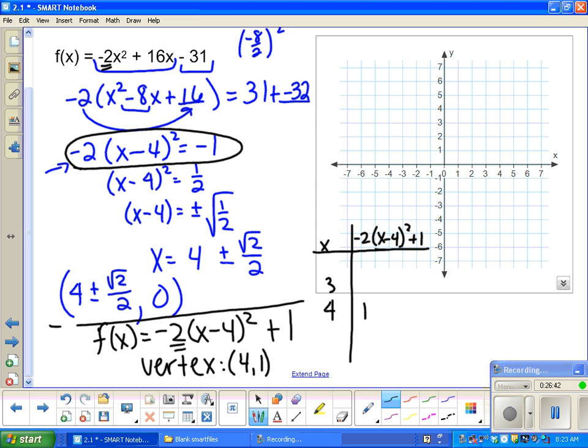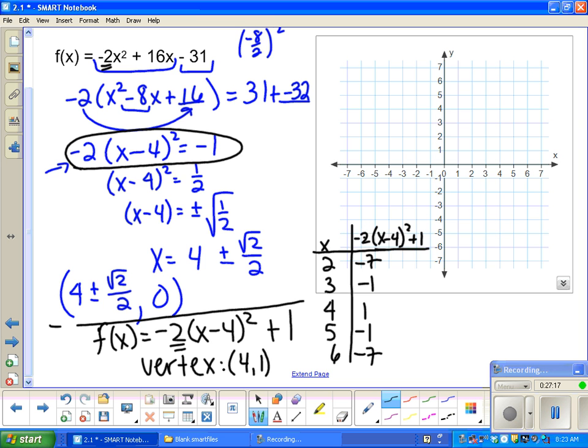3 left, 2 less, and 2 greater. Substitute it in. 2 minus 4, negative 2 squared is 4 times negative 2, negative 8 plus 1, negative 7. Do the same thing with 3. 3 minus 4 is negative 1. Negative 1 squared is 1. 1 times negative 2, negative 2, negative 2 plus 1, negative 1. Same thing with 5 and with 6.